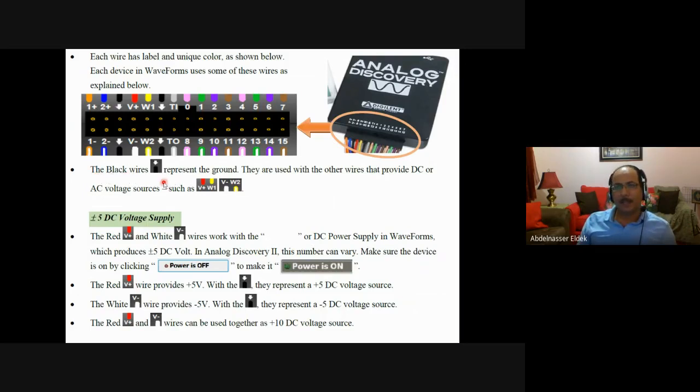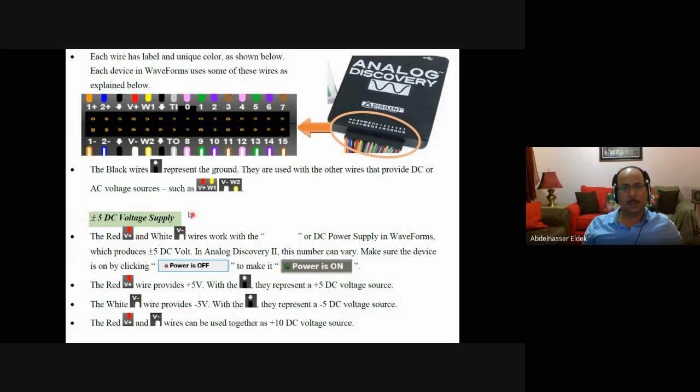The black represents the ground. It's very simple. So it can work with the red, with the yellow, with the white, with the yellow with white strip. So any one of them. So V plus, which is the red, W1 yellow, V minus, which is white, and W2, which is the yellow with the white strip. So we agree that the black is the reference or the ground.